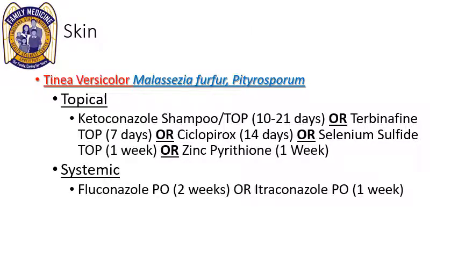Tinea versicolor is usually caused by Malassezia furfur or Pityrosporum. So you can use the topical ketoconazole, terbinafine, ciclopirox, Selsun Blue, or zinc pyrithione. Now, each one of these has different amounts of days, and some of these are cheaper than others. Selsun Blue is cheap, ketoconazole is a little bit more expensive. And remember what your patient's budget is and what's going to be covered. Now, if you have systemic Malassezia furfur, you're going to use fluconazole or itraconazole, and those would be an oral agent over several weeks.